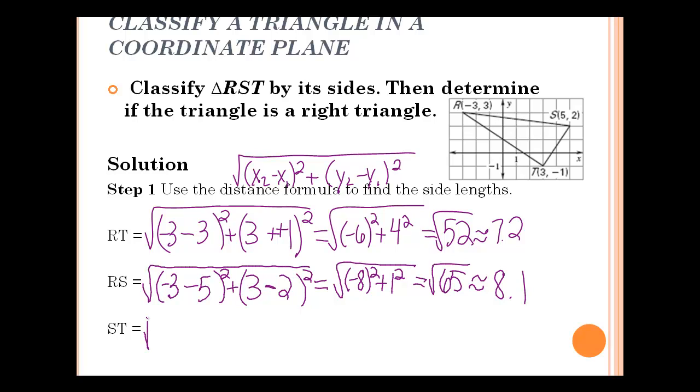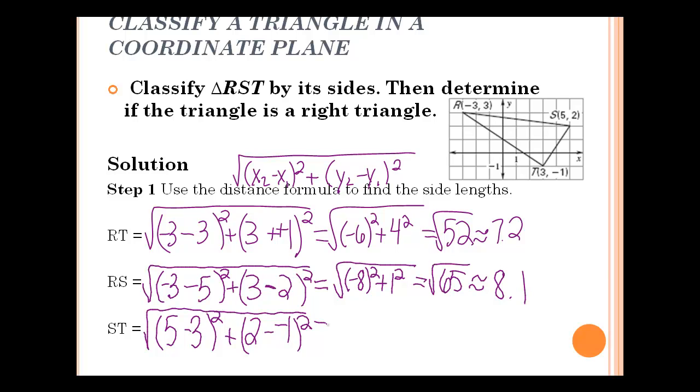ST, again, our distance formula. Square root, parentheses minus squared, parentheses minus here and square that. So let's plug in S. S is the point 5, 2, so we'll plug 5 in here and 2 here. T is the point 3, negative 1, so I'll plug 3 in here and negative 1 in here.